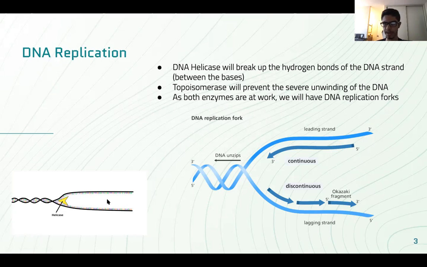But we also have another enzyme as DNA helicase is doing its job, and that is called topoisomerase. Basically, topoisomerase will prevent the severe unwinding of the DNA. It keeps it intact because we don't want our DNA to all of a sudden unwind into two separate strands, of course. So DNA helicase will break the hydrogen bonds between the bases, and topoisomerase will prevent the severe unwinding of the DNA. At the bottom of the text, you see there's a directionality of the DNA, 5 prime, 3 prime, and segments of DNA called Okazaki fragments. We'll dive deep into that in the next slide.